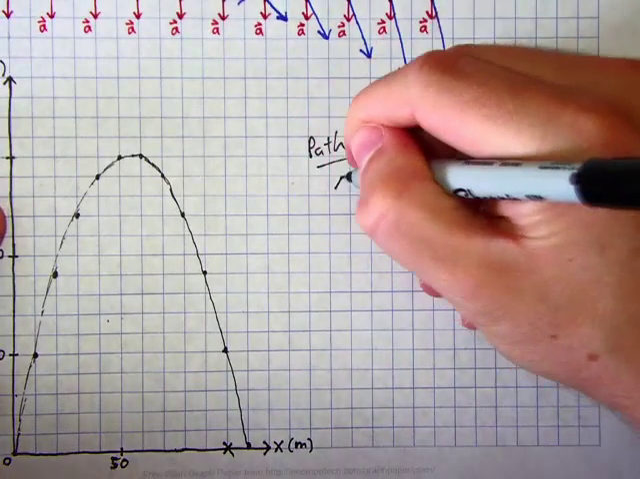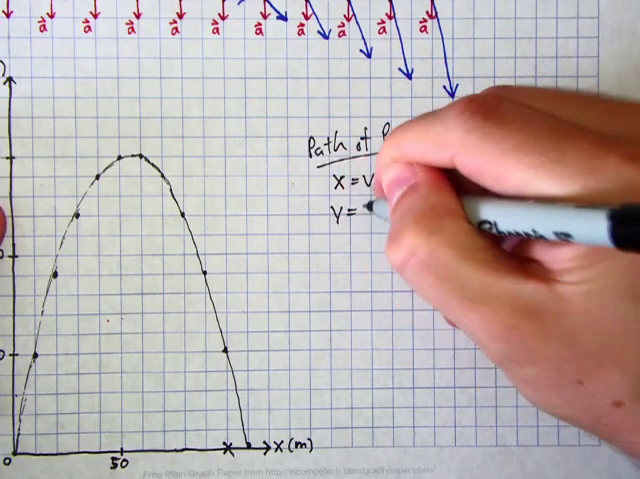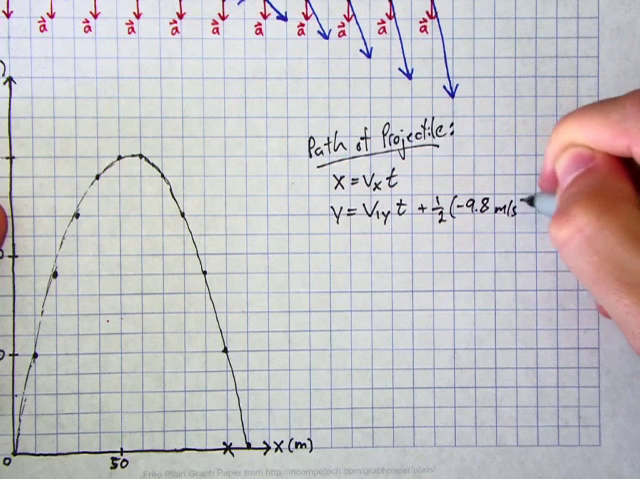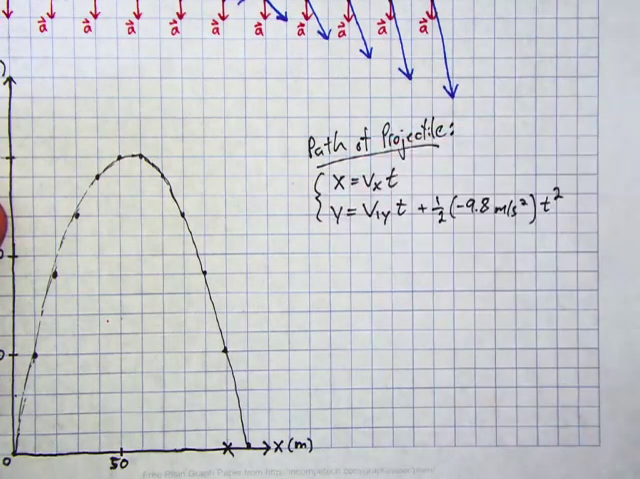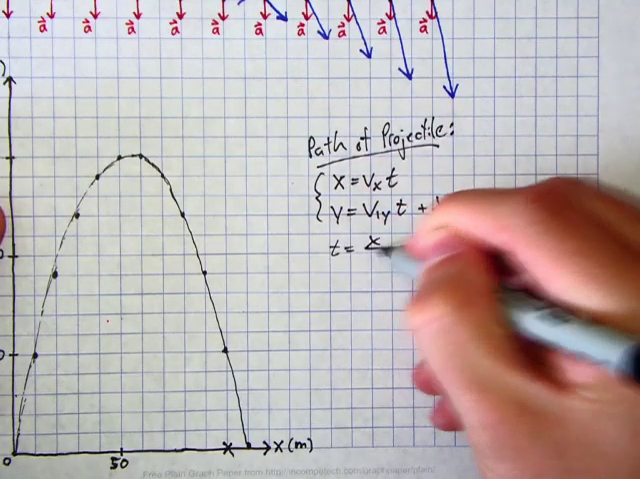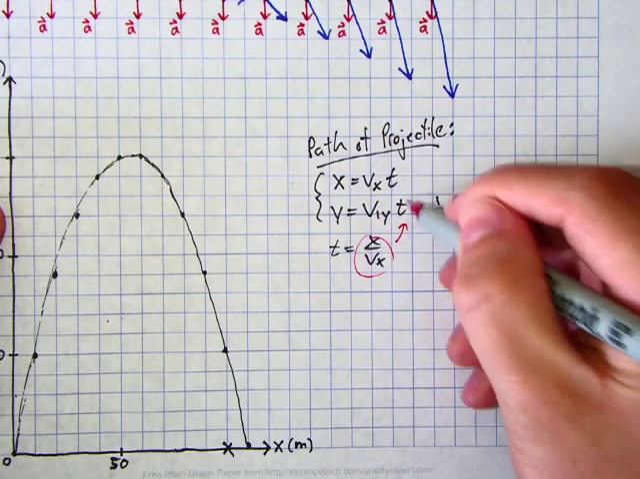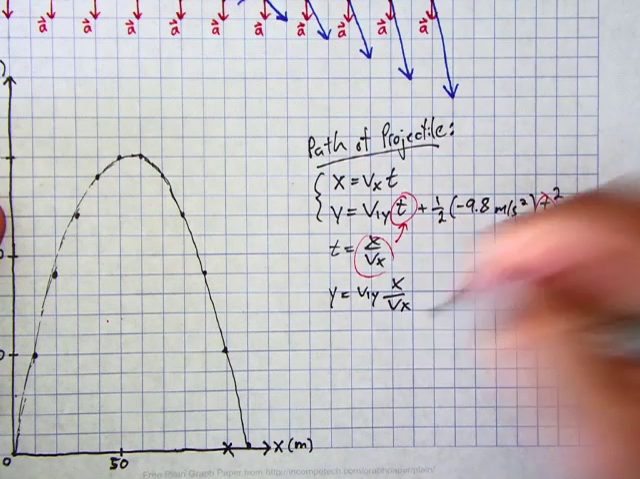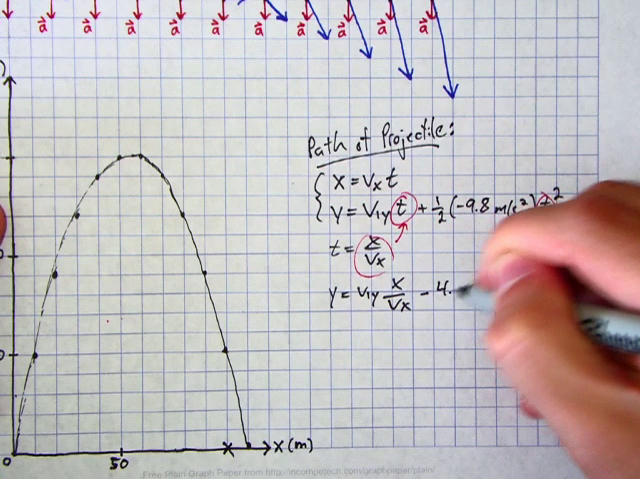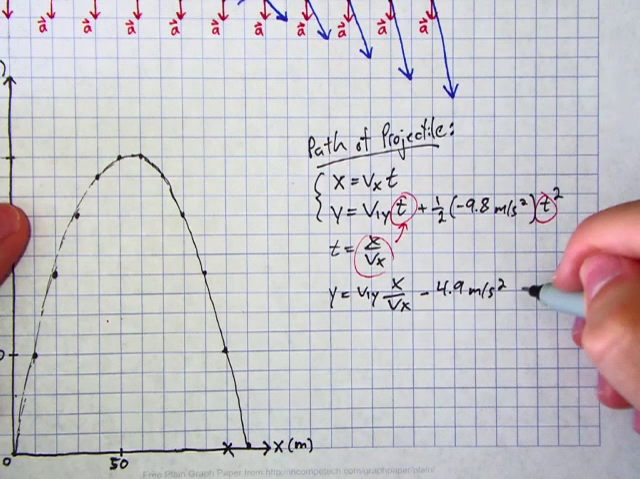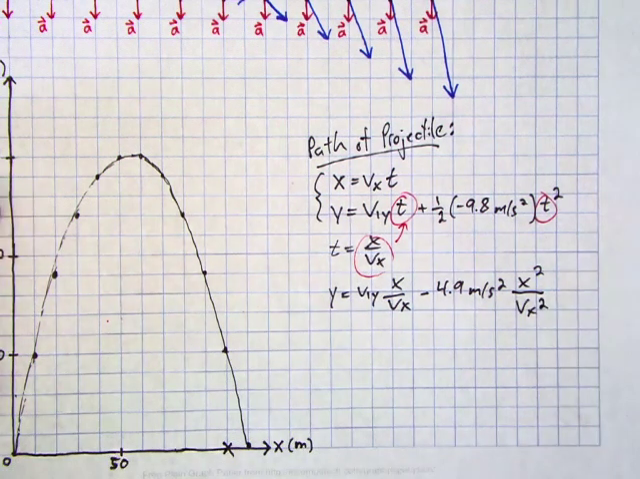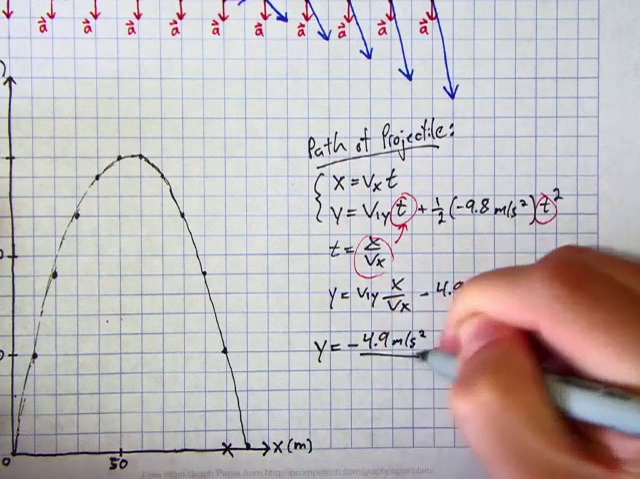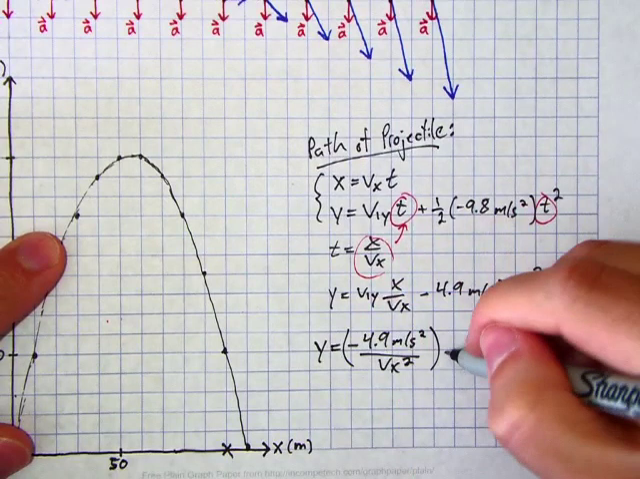So our equations are that x equals vx t, and then y equals v1y t plus 1/2, and then there's our y component of the acceleration, t squared. So I can solve for time here. Time is x over vx, and substitute this in for time here and for time here, which gives me y equals v1y x over vx, and I'll take 1/2 times negative 9.8 to give me negative 4.9 meters per second squared, and then times t squared will be this squared, x squared over vx squared. Let me rearrange that to say y equals negative 4.9 meters per second squared over vx squared. That's all times x squared.